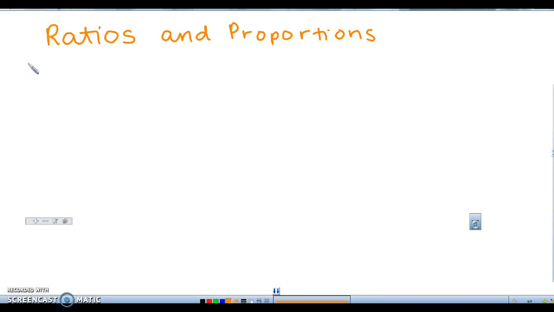Okay, 8th grade, we're going to be talking about ratios and proportions today. So the first thing we're going to do is kind of define those things.